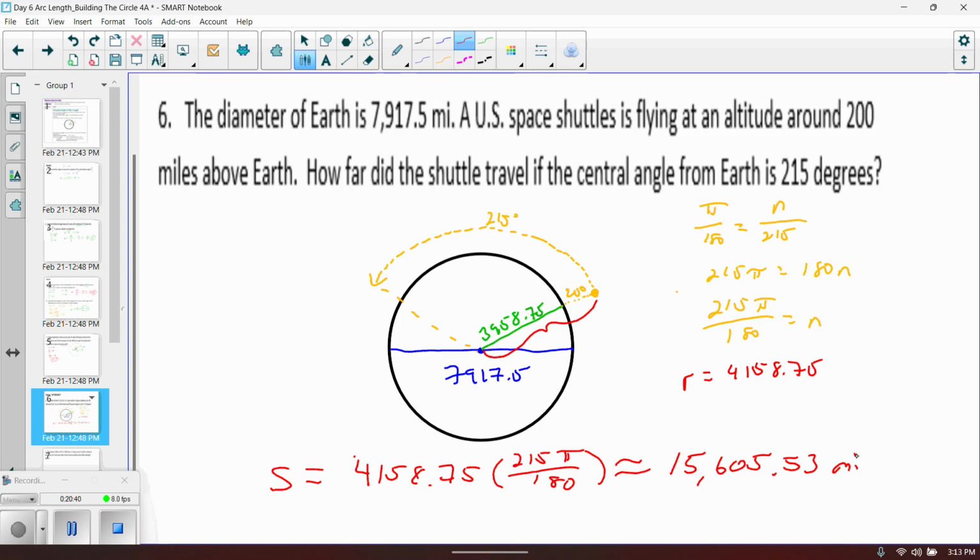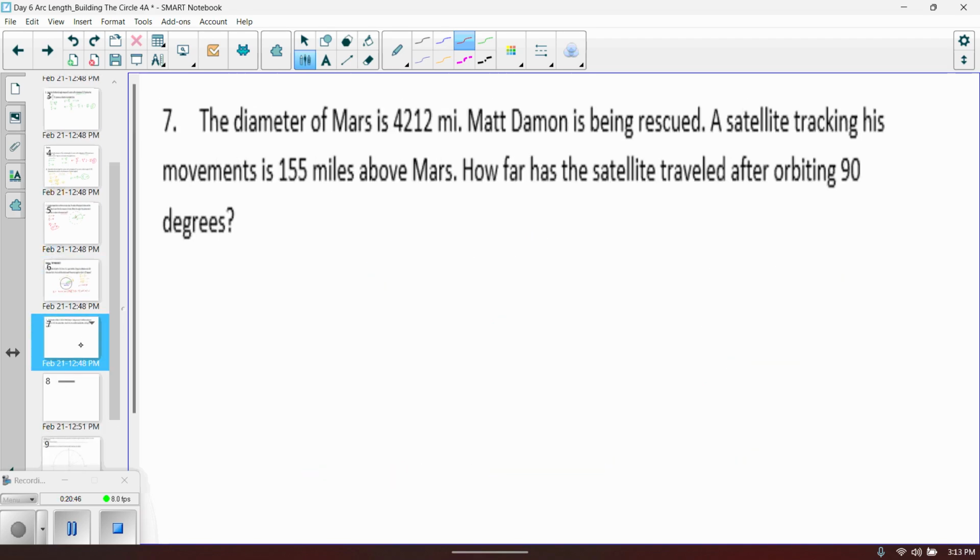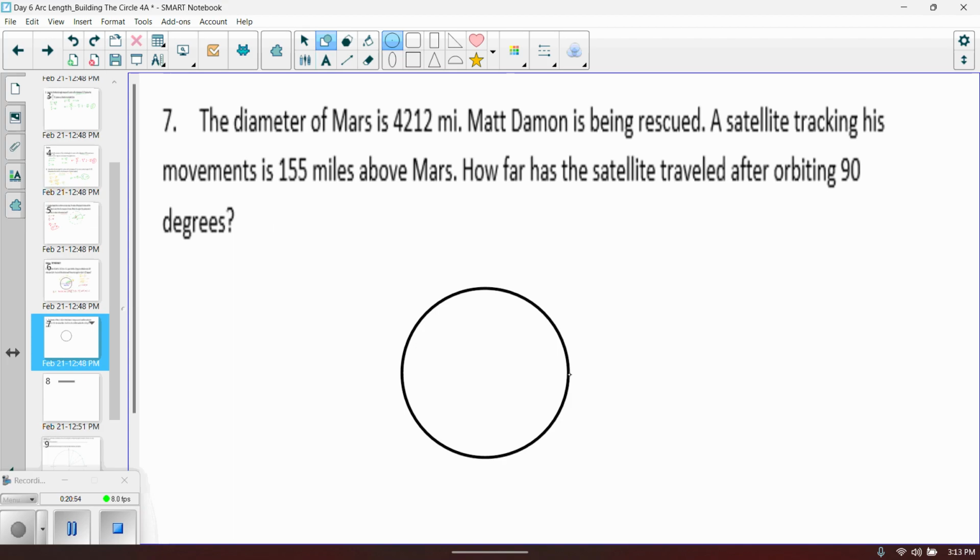All right, one more example, and then we will call this one a video. Basically, same idea. The diameter of Mars. Let's draw our Mars. A little bit smaller than Earth. Since it's Mars, we'll do this in red. The diameter is 4,212 miles. Again, we're going to be more interested in the radius, which is going to be half of 4,212. That's 2,106. I do not expect you guys just to know that off the top of your head, but you can figure it out easily.